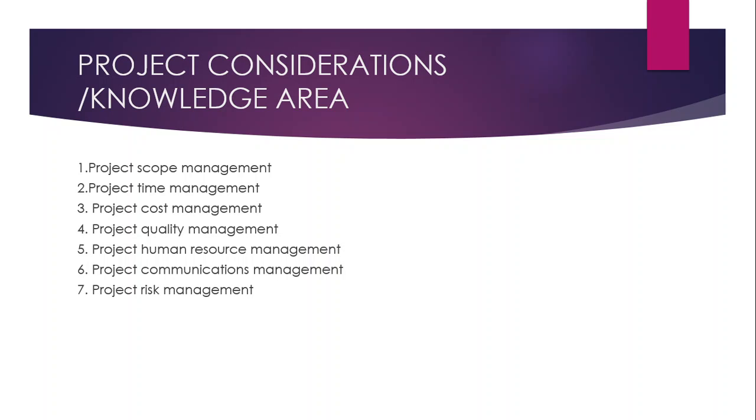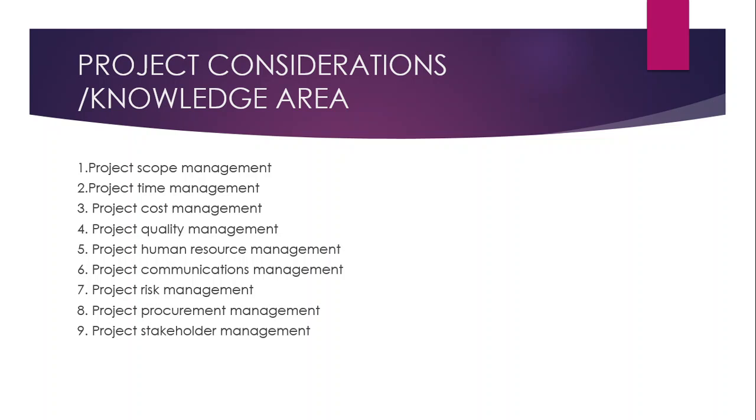Number seven, we have project risk management. This one includes identifying, analyzing, and responding to risks related to that particular project. Number eight, we have project procurement management, which mainly involves acquiring goods and services for a project from outside the performing organization. So procurement is also very important.